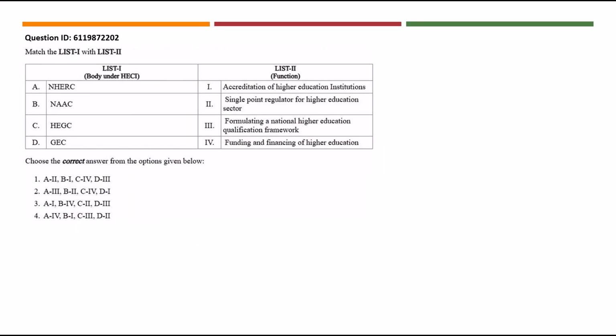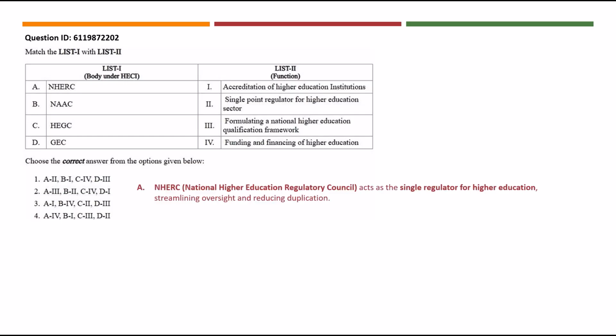Next question, match the list 1 with list 2. List 1 is about the bodies under HECI and list 2 is about their functions. We'll start with NHERC, National Higher Education Regulatory Council. This acts as the single regulator for higher education, streamlining oversight and reducing duplication. So this is the single point regulator for the higher education sector. A will be mapping to 2. A2 is available only in one option.